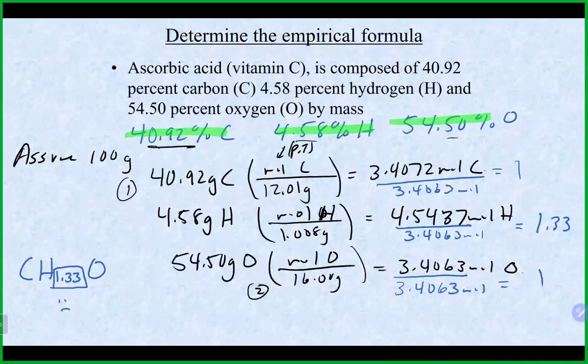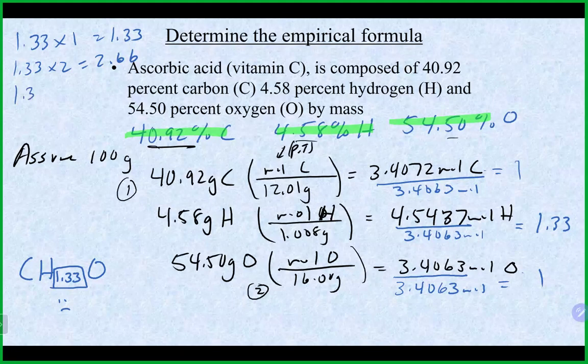That is not good because it's not a whole number. So this is too far to round. You cannot just round it. So we need to figure out a number to multiply that by to get to a whole number. If we take 1.33 times 1, we get 1.33. 1.33 times 2 is 2.66, not quite a whole number. 1.33 times 3 gets us 3.99, which is pretty darn close to 4.